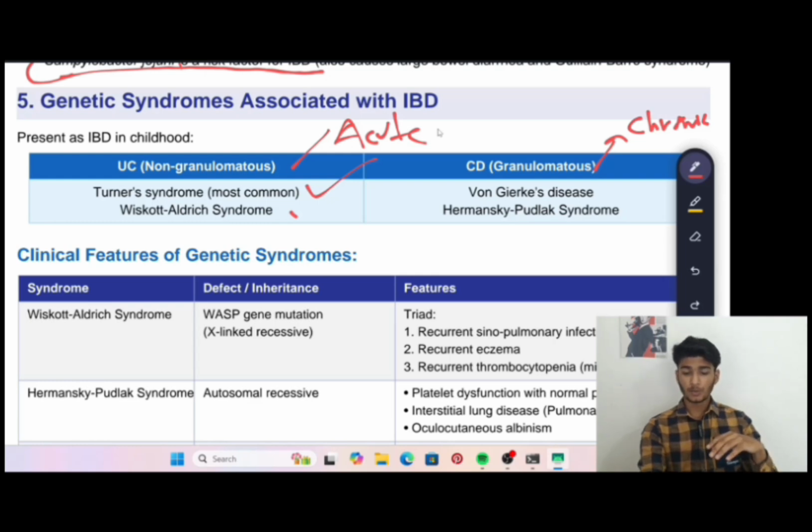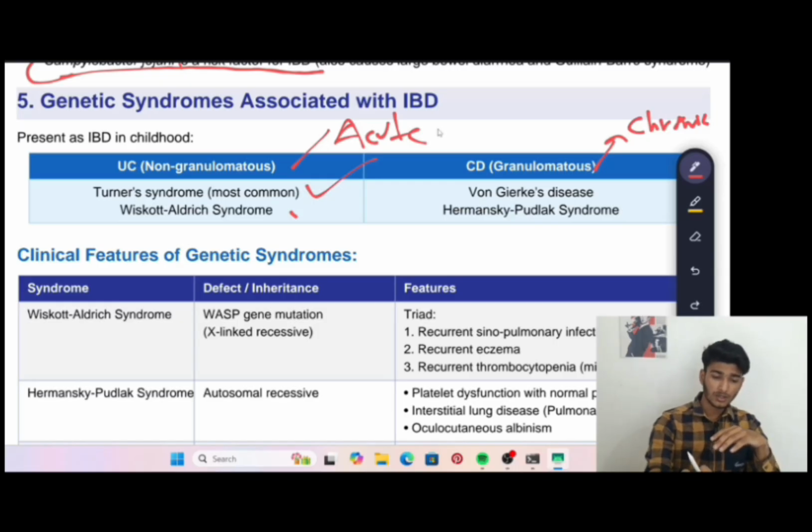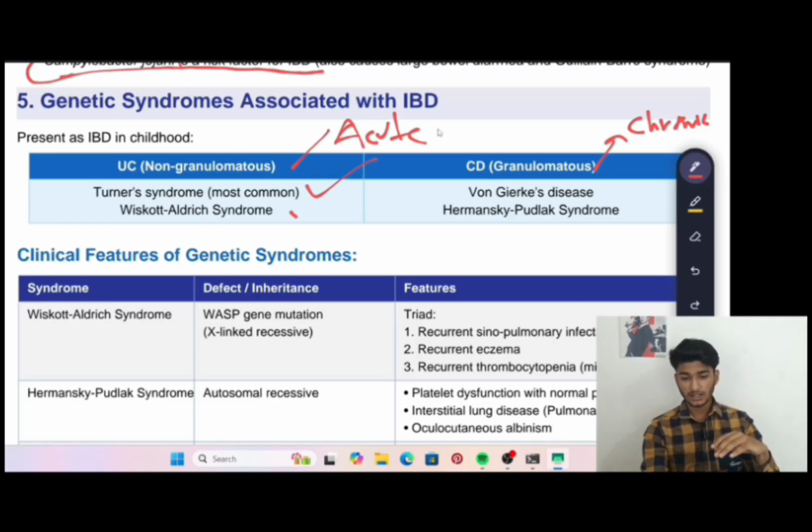And Hermansky-Pudlak syndrome. First, we'll move on to the clinical features of these genetic syndromes. First is Wiskott-Aldrich syndrome. Here, the WASP gene is affected, and this is X-linked recessive. You will see recurrent sinopulmonary infection. You will see eczema. Eczema is like the gym boys who go to the gym: you can peel off the palm skin due to lifting heavy weights. In this disease, even if you are not lifting heavy weights, you can still peel off your skin. So that is eczema. Then there is recurrent thrombocytopenia.